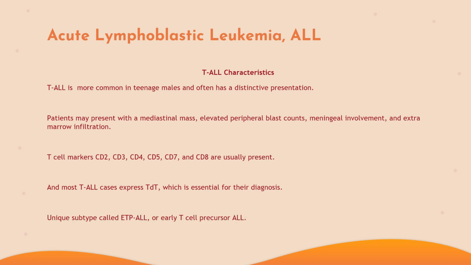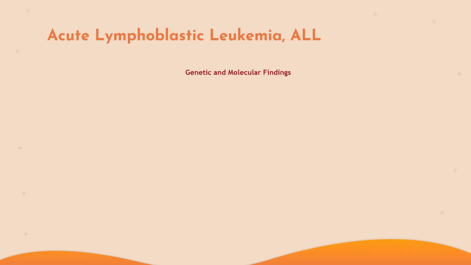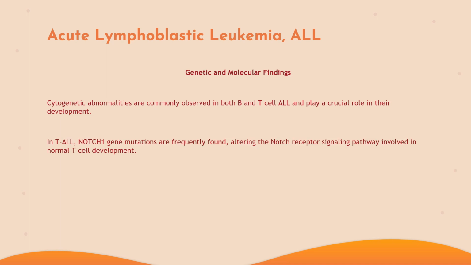However, there's a unique subtype called ETP-ALL, or early T-cell precursor ALL. ETP-ALL has a distinct immunophenotype, CD8-negative, CD5-dim, and typically responds poorly to chemotherapy, leading to low remission rates and overall poor survival. Moving on to genetic and molecular findings. Cytogenetic abnormalities are commonly observed in both B and T cell ALL and play a crucial role in their development. In T-ALL, NOTCH1 gene mutations are frequently found, altering the Notch receptor signaling pathway involved in normal T cell development.